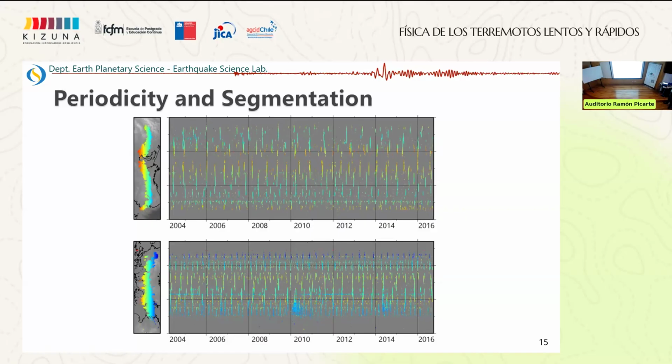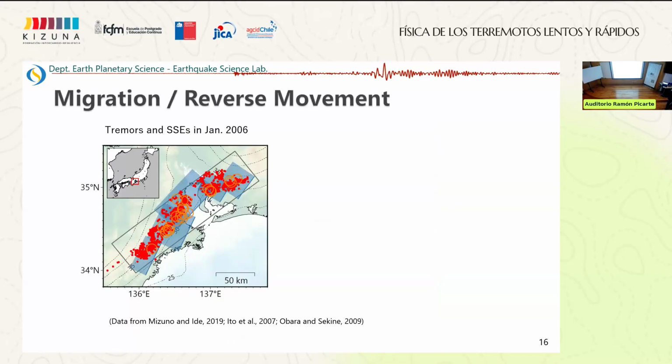And as I already showed using a movie, the migration behavior is very typical for tremors.